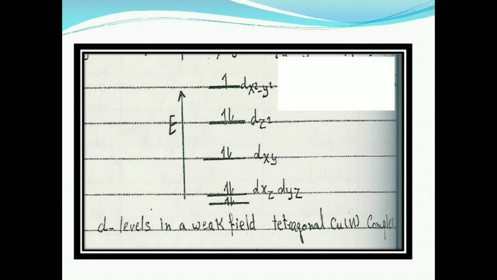There are 4 electrons in the dxz and dyz orbitals, then 2 paired electrons in dxy, then one pair of electrons is in dz², and only one electron remains in the higher or excited state, that is dx²-y². So this is the d level in the weak field, that is tetragonal, of a copper(II) complex.